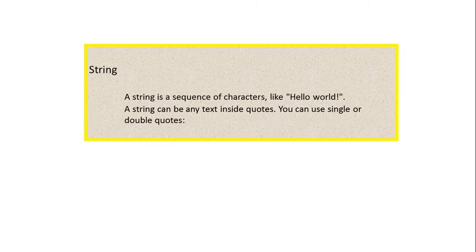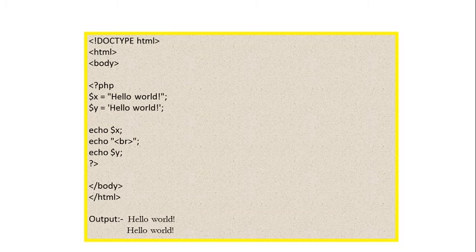Now next one is string. A string is a sequence of characters, like hello world. A string can be any text inside single quotes or double quotes. You can use single or double quotes. Here I have declared two variables, $x is equal to "hello world" and $y is equal to 'hello world'. This string is in double quote and this string is in single quote, and print these two variables: echo $x, echo br, echo $y. So output is hello world, hello world.